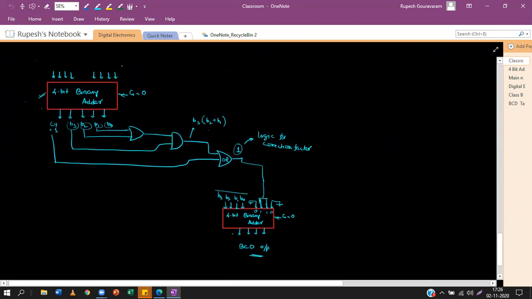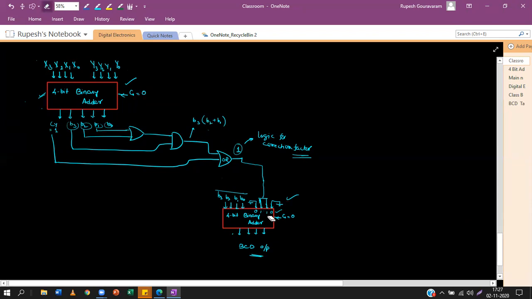So what is the actual question? The actual question is: design a BCD adder with 4-bit binary adders. So there are two 4-bit binary adders. One is this and the other is this. Here we have supplied the first number x3, x2, x1, x0. Here we have supplied the second number y3, y2, y1, y0. When we added, we got the output of this, and we have performed some logic operation to get when to add the correction factor, and we have added the correction factor here.